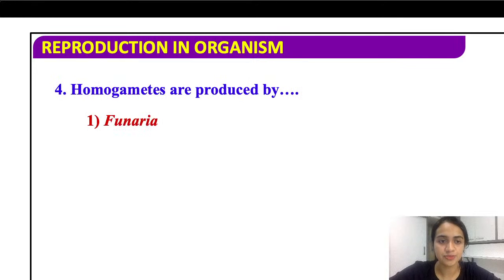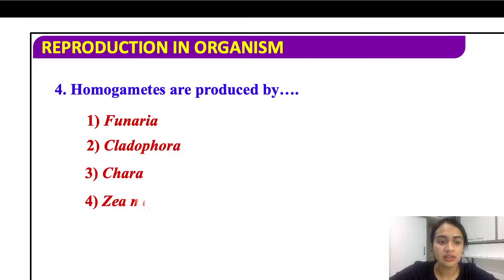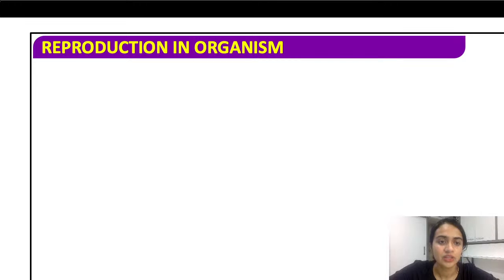Homogametes are produced by Funaria, Cladophora, Chara, and Zea mays. So just remember the green similar structure we saw. Homo means similar. It is also referred to as isogametes. Why did we see it? Cladophora. Okay.